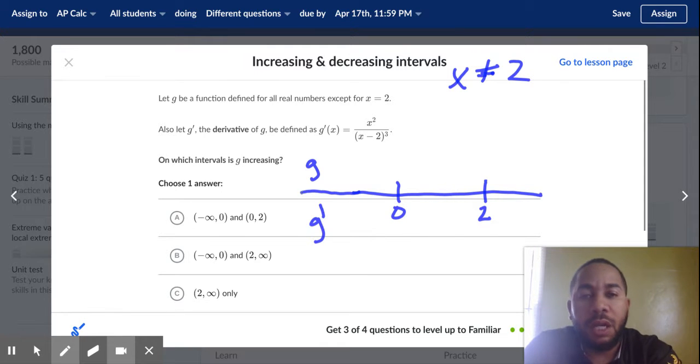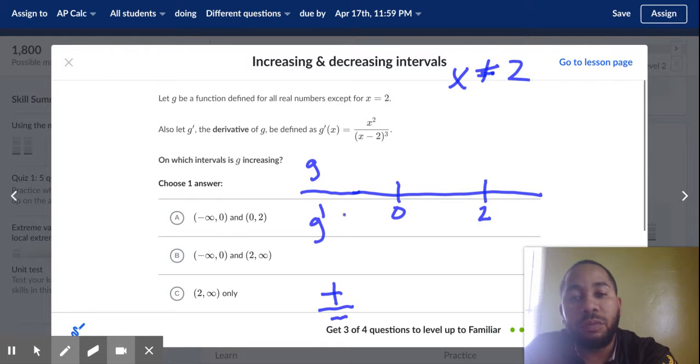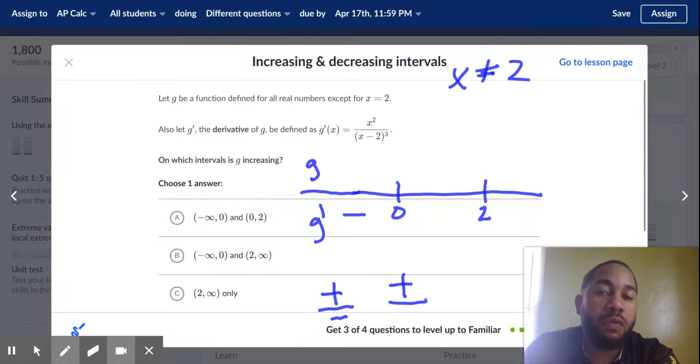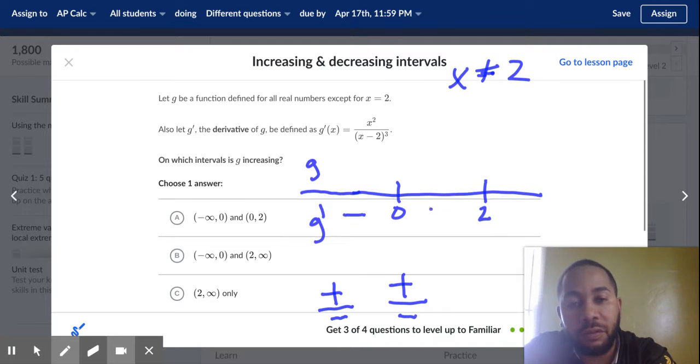So now I pick numbers. If I picked any negative number, I'd have a negative times a negative on the top. I'd get a positive. Over, I'd have a negative minus a negative, which is a negative number. And then the bottom would still be negative. So that is going to result into some negative number. I don't know what that number is, but I know some negative number. Then I have a critical point at 0, so I'm going to pick a number in between 0 and 2. I'll pick 1. I'm going to have 1 squared. That's going to be positive. And then I'm going to have 1 minus 2, which is negative. The cube root of a negative number is still negative.